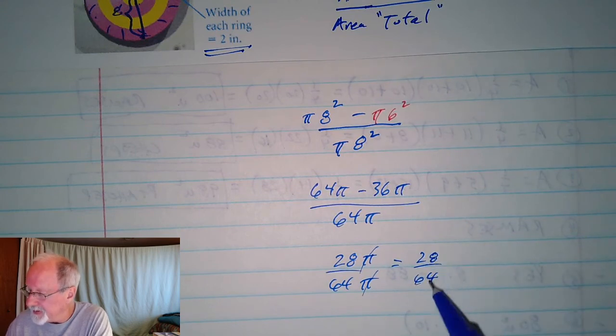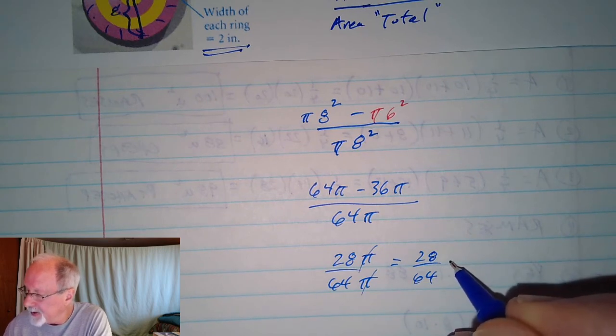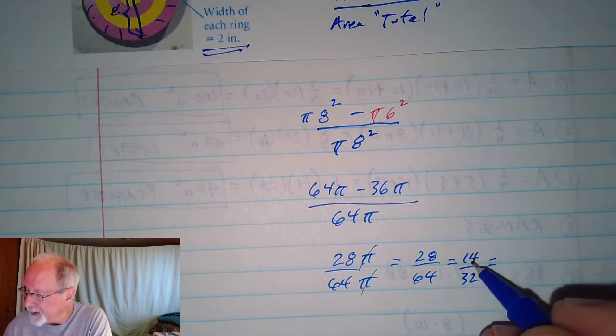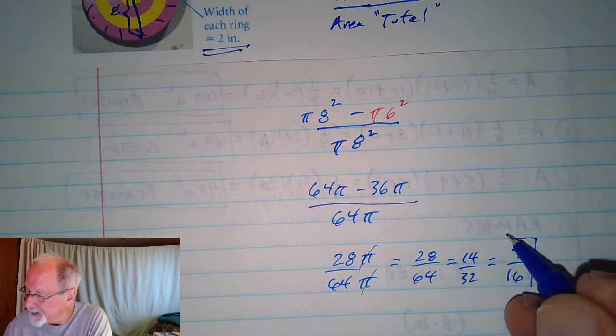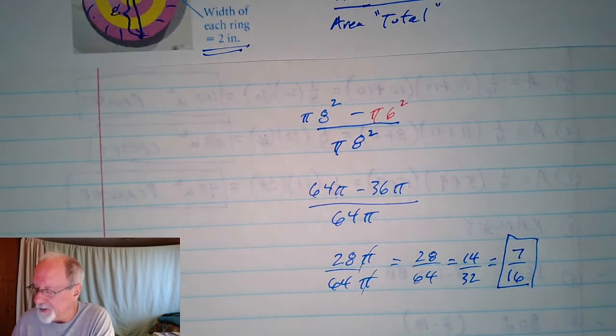Now each of these have 4s in them. They're both even numbers, so you need to reduce this down. If you divide both sides by 2, you'd get it down to 14/32. That's still both even, so I know I can chop them in half again. So my final answer would be 7/16. So a little better than half that I'm going to land in that outer ring, because there's a lot of area in it. And that's how you do a problem like that.